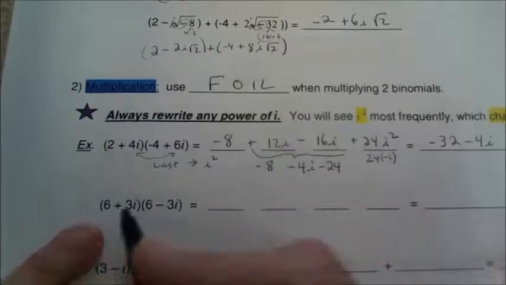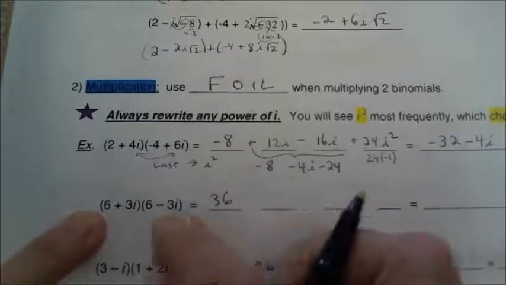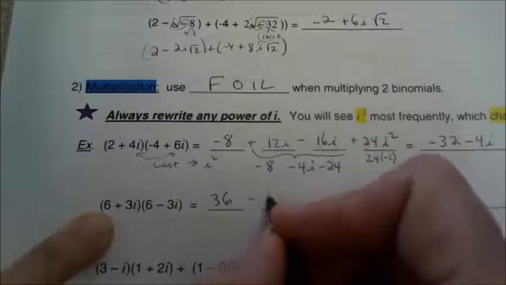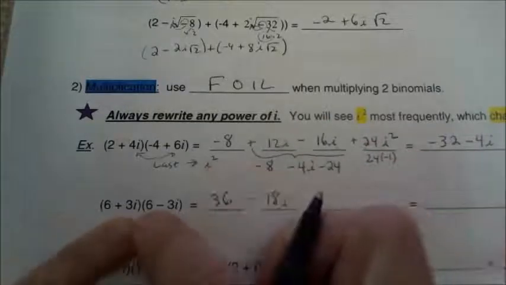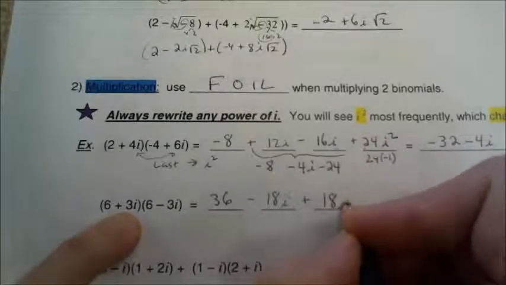The next example, FOIL, 6 times 6, 36. 6 times negative 3i, negative 6 times 3 is negative 18i. 3i times 6, positive 18i.